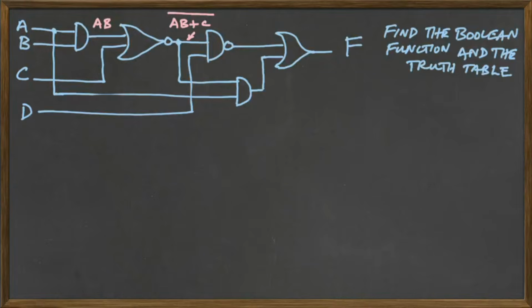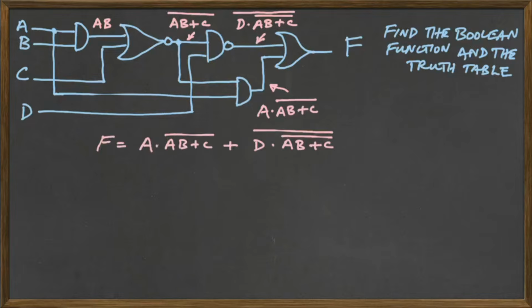Next, we take a look at the AND gate that combines that result with the A below. So we simply AND that result with the A. And finally, we take a look at the NAND gate that combines that result with the D. And we see that we get that result. So these are the two results that are going into the final OR gate. So now we can write a complete expression combining those.